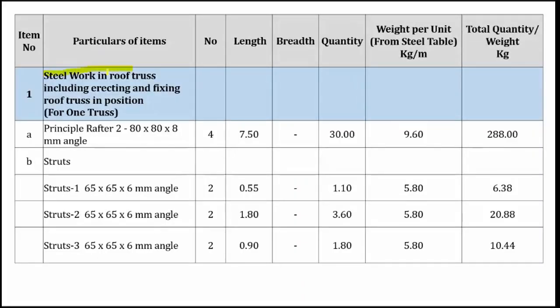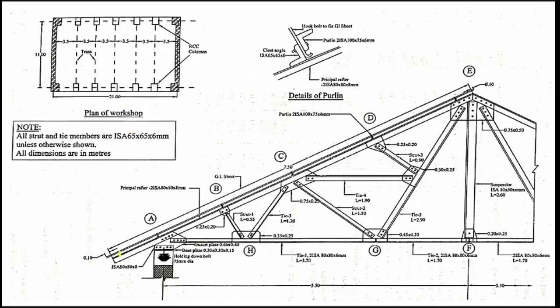Steel work in roof truss including erection, fixing roof truss in the position, right? So for one truss, we will try to calculate now. We will start one by one. So first we will take the principal rafter. If you see the figure, this is the principal rafter we have, this inclined member. You can see they have given the principal rafter.